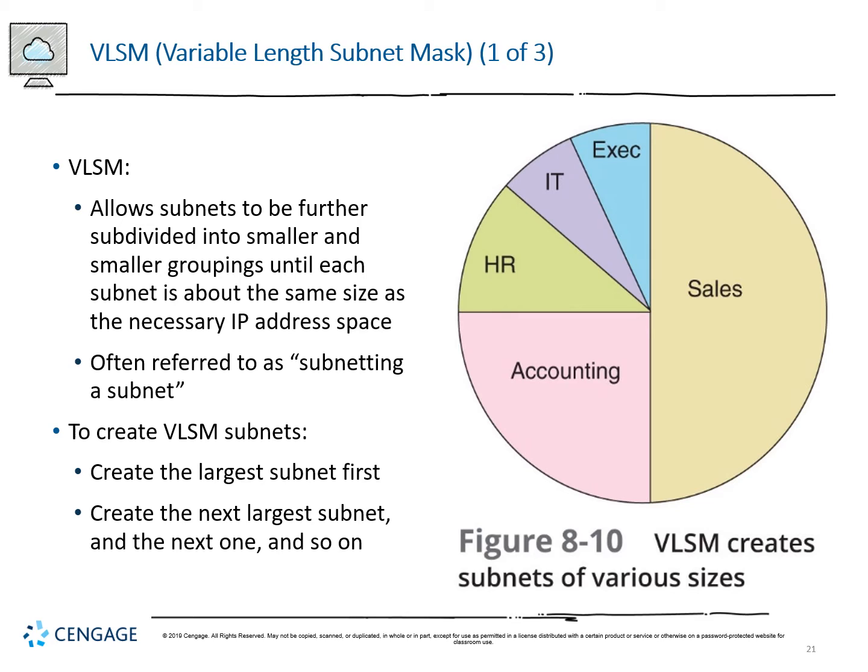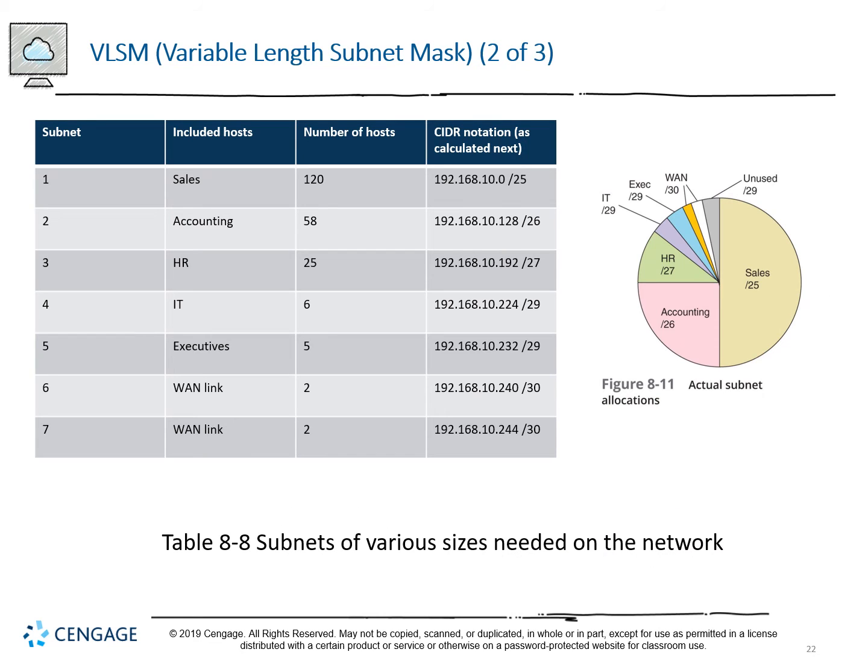So what we can see here is that in figure 8.10, sales takes up about half of our address space, accounting takes up a quarter, and then we have an 1/8 for HR and a 1/16 each for IT and executive networks. Now what we can actually do to make things a little bit more efficient is squeeze it down like this. Let's say that for sales we need 120 hosts. For accounting, we need 58. For HR, we need 25. For IT, we need 6. Executives, we need 5. And we need 2 groups of 2 each for the WAN links that will allow us to connect between external networks.